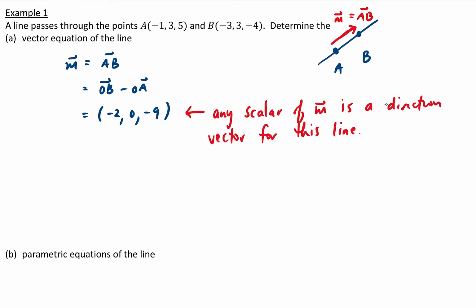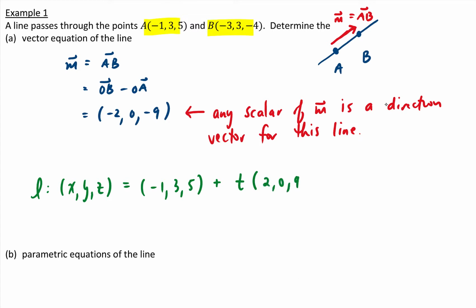Alright, so now let's write out the equation for this line. So we have x, y, z is equal to, we take one of the 2 points, we can take A or B. So let's say I take A, that's -1, 3, and 5, plus some scalar t of the direction vector. So I'm going to use 2, 0, 9 because I don't like the negatives. And this is one possible equation for this line in 3 space. And remember, this is called our vector equation.